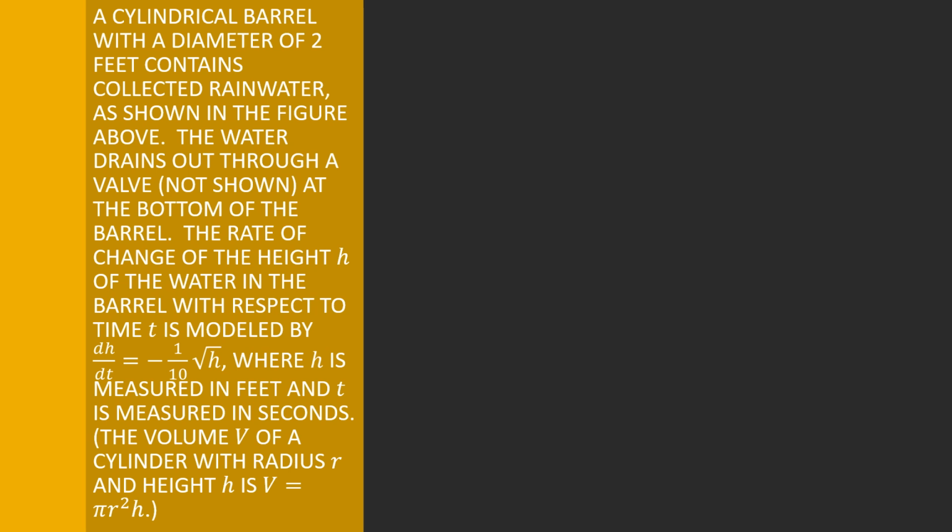The water drains out through a valve at the bottom of the barrel. The rate of change of the height of water in the barrel is given by this model, this differential equation, where h is measured in feet and t is measured in seconds. And then they were really kind because they gave us the volume of a cylinder.